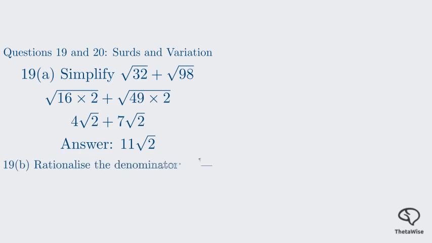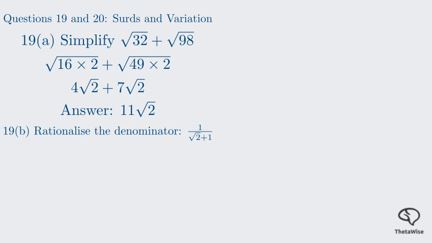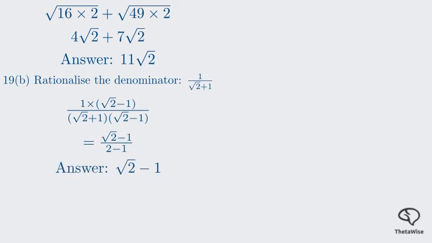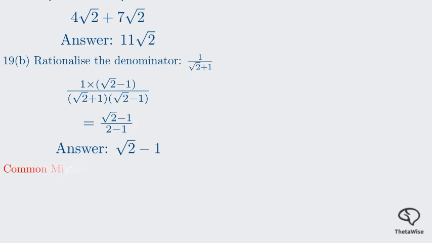Question 19b. Rationalize the denominator of 1 over (root 2 plus 1). To rationalize a binomial denominator, we multiply the top and bottom by the conjugate, which is root 2 minus 1. The denominator becomes root 2 squared minus 1 squared, which is 2 minus 1. So the final answer is simply root 2 minus 1. A common error is multiplying by just root 2. That only works for single-term denominators.